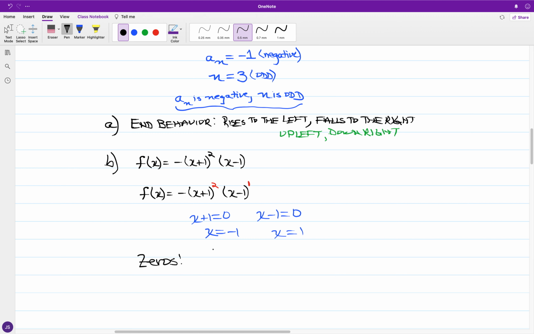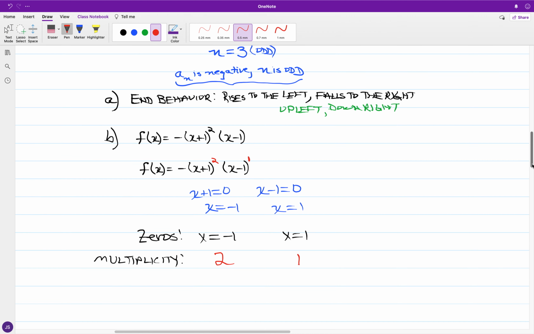So in the case of the zeros, can we have x equal to negative 1? We have x equal to 1. And in the case of the multiplicities, negative 1 stems from x plus 1, which is raised to the second power. So negative 1 is going to have a multiplicity value of 2. 1 stems from x minus 1, which is just to the first. So the zero value of 1 is going to have a multiplicity of 1.